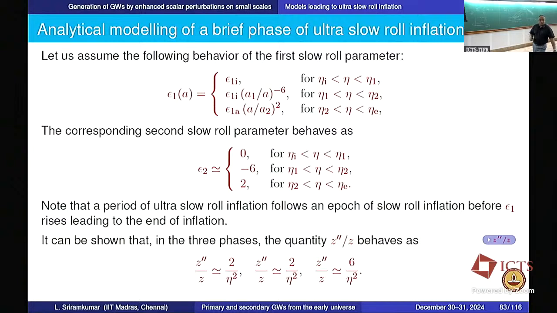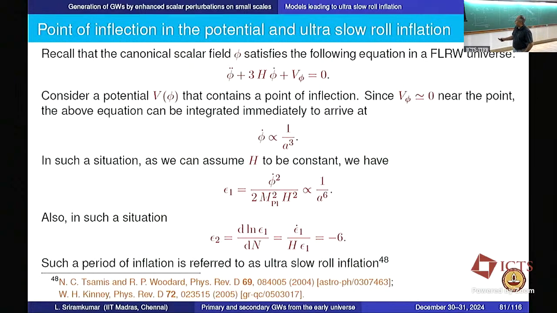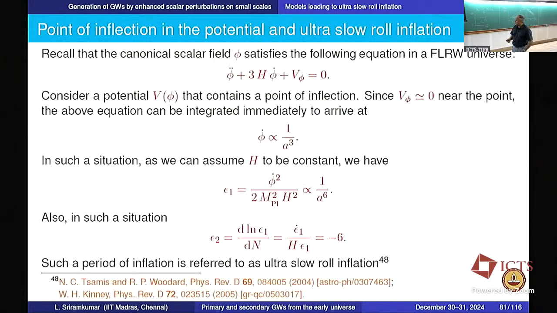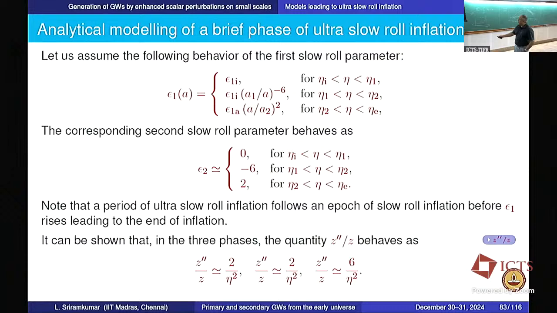Under these conditions, what is amazing is that in de Sitter inflation, I will just go to that slide, just bear with me. Remember, z double prime by z was given by this expression. What happens is that, if you assume this is small and you throw this away as well, which you can do to get the leading, nearly scale invariant scalar power spectrum, then this behaves like 2 by eta squared. What you can show is that during ultra slow roll inflation as well, when epsilon 2 is -6, it is 2 by eta squared.